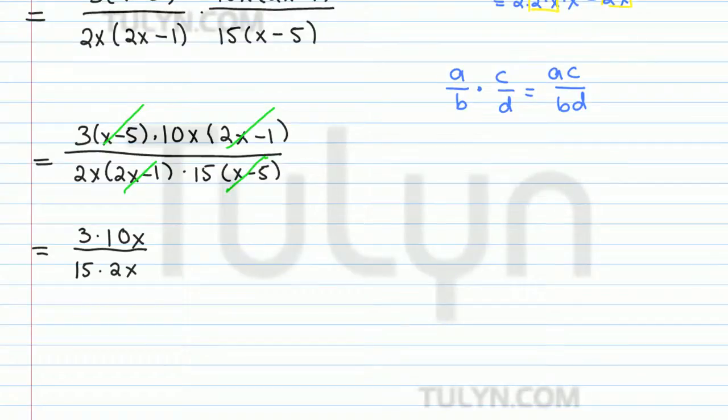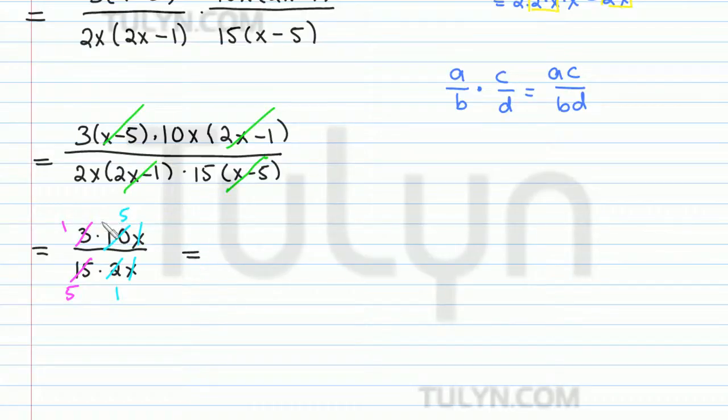So now we see what we can cancel out of there. So for the 3 and the 15, they both have a 3 in common that you can factor out. So reducing 3 by 3, we get 1. Reducing 15 by 3, we get 5. And then for the 10x and the 2x, well, the x's cancel out. And then for 10 and 2, we can reduce by 2. And when we reduce 2 by 2, we're left with 1. And 10 by 2, we're left with 5.